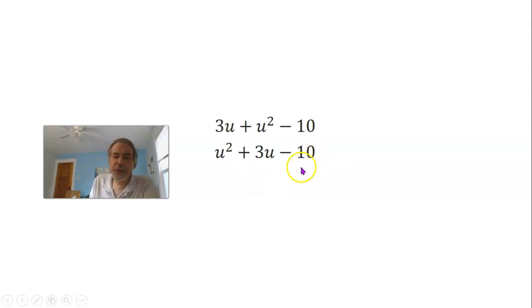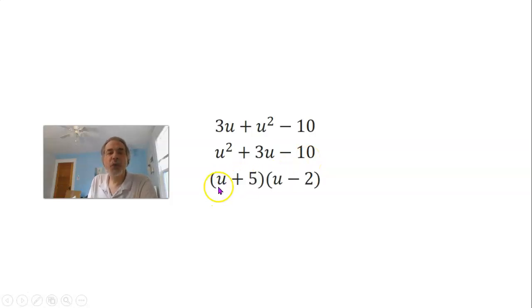Now we need to think of numbers that multiply to negative 10 and that add to positive 3. So how about a 5 and a negative 2? Okay, so this factors into u plus 5 times u minus 2. Notice they started with u because that's our variable. These have to multiply to give us u squared.